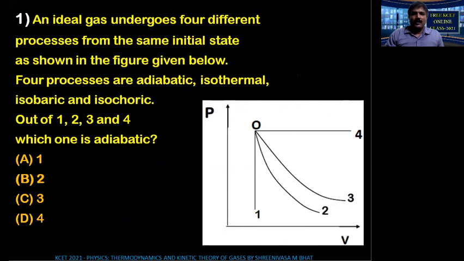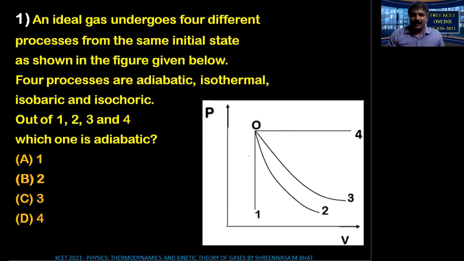An ideal gas undergoes 4 different processes from the same initial state as shown in the figure given below. The 4 processes are adiabatic, isothermal, isobaric, isochoric. Out of 1, 2, 3, 4, which one is adiabatic? So you can see in the figure there are 4 lines named 1, 2, 3, 4. So which one is adiabatic?